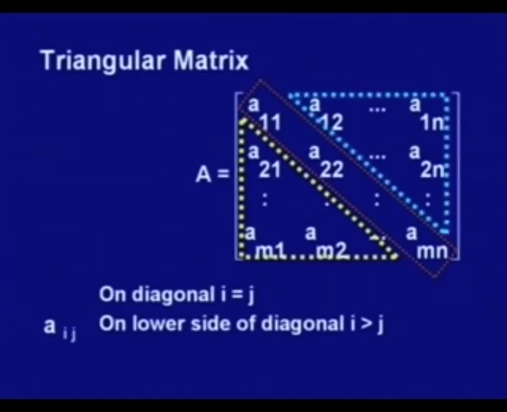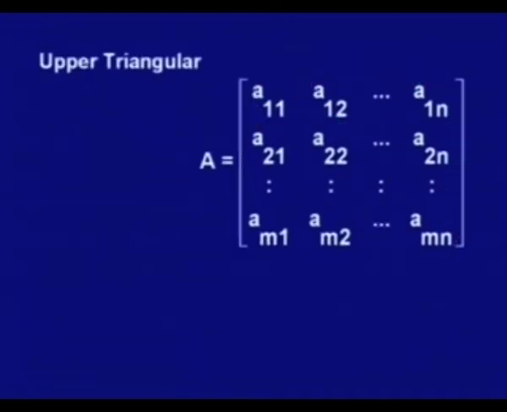Similarly, if you consider the upper side of the diagonal, then all elements have row index smaller than j, like A12, the row index 1 is smaller than its column index 2. Same thing happens for A1n, A2n and so on. So, for all the elements which appear in the upper side of the diagonal, i is less than j.